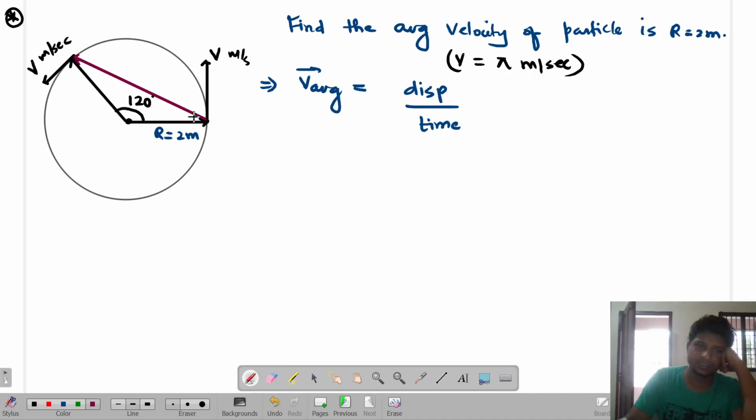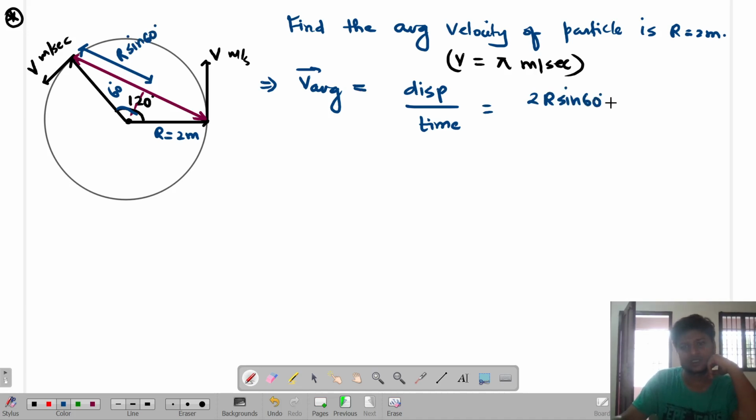Yes. And this total angle is how much, 120. So देखो, this kind of angles are there for which I can find the angle theta, then you know that this length is from here to here. If I consider this angle, then this angle is 60 degrees, isn't it? So this length is nothing but r sine 60. तो डिस्प्लेसमेंट क्या हो जाएगा, 2r sine 60, divided by time taken.